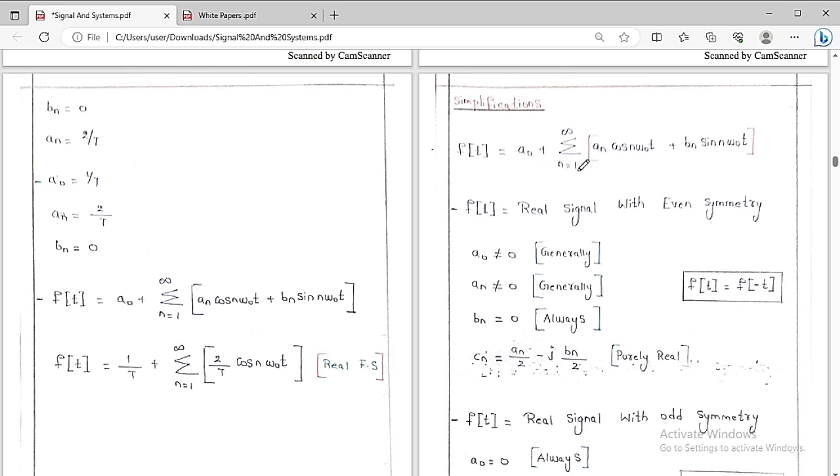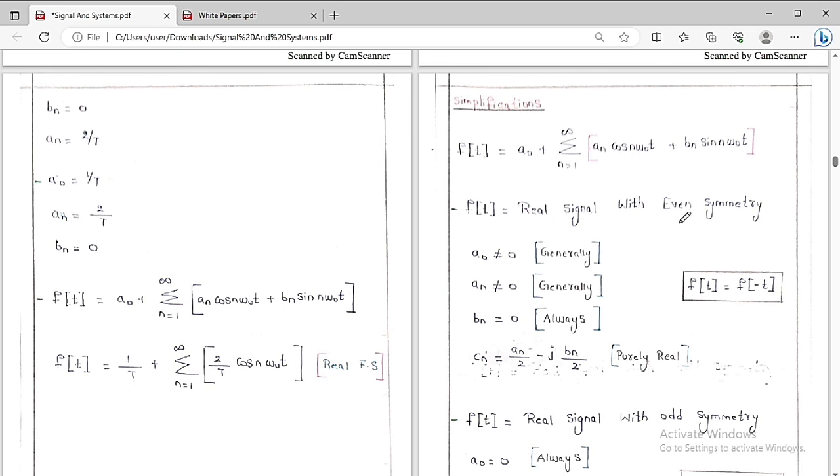So this is a representation of the trigonometric Fourier series for a periodic signal which is having the time period of T. So omega naught is equal to 2 pi by T. Suppose the signal f(t) is a real signal with even symmetry, then what is going to happen? Suppose the periodic signal is a real signal with even symmetry, then what is going to happen? That we are going to see.